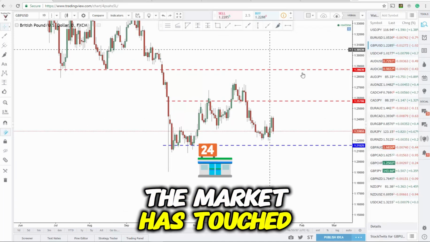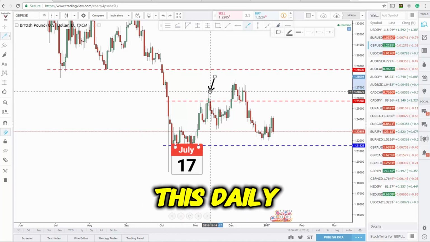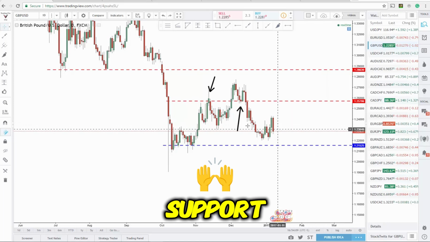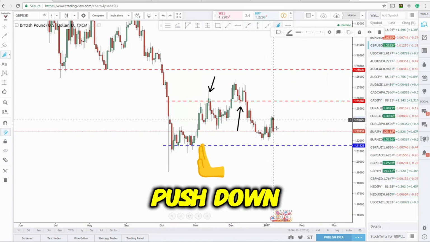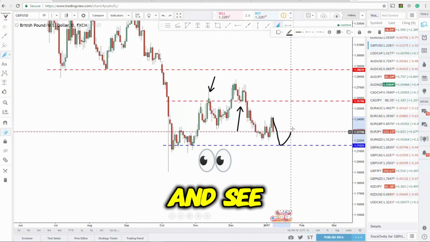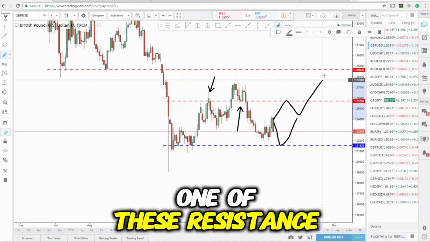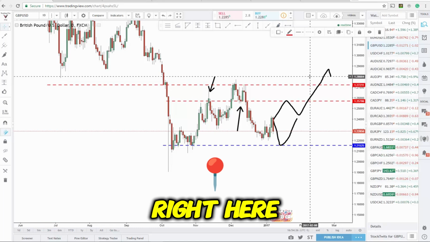The market has touched that 1.2570 level more than once on this daily time frame. Once here as resistance and once here as support. So now I'll be waiting on the market to either push down to this major support level and see if we can get a bounce off of that, or push up to one of these resistance levels. And this resistance is actually going to be right here now.